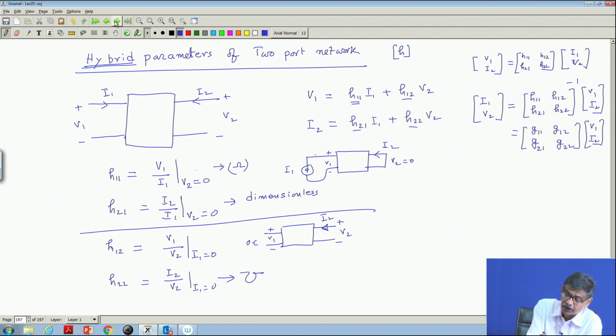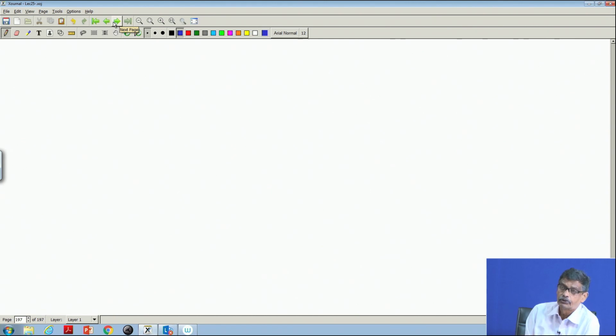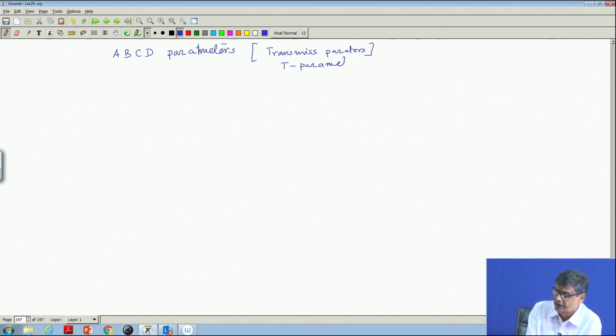Now, another way of representing a two port network is by what is known as ABCD parameters. Sometimes they are called transmission line parameters, transmission parameters, or simply T parameters. Why they are called transmission parameters will be apparent.